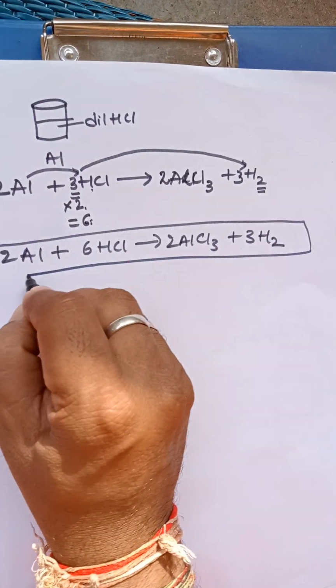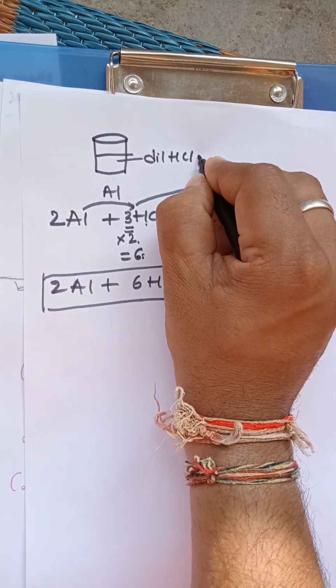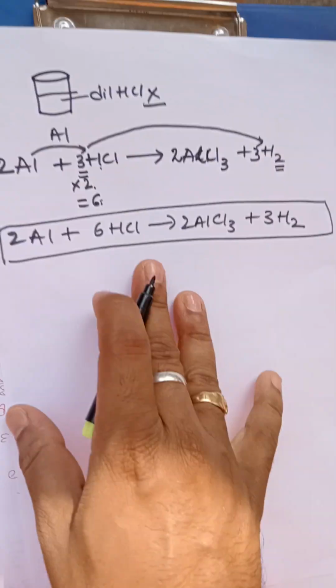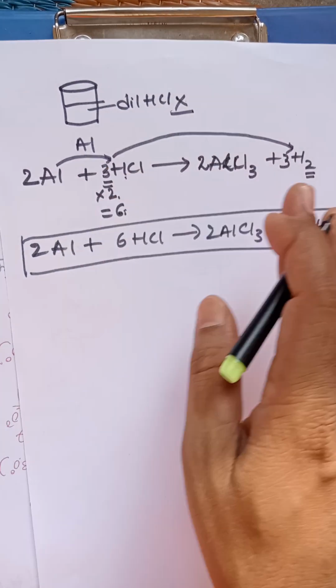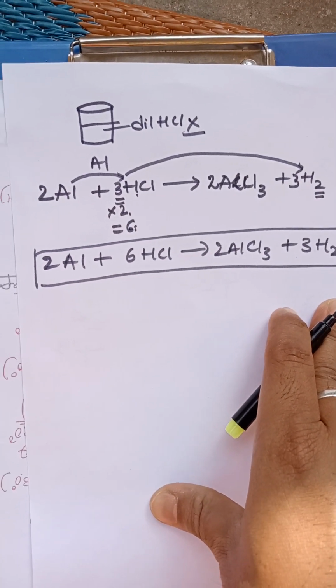So here there is a reaction between aluminium and hydrochloric acid. So storing hydrochloric acid in aluminium container is not recommended. It is not safe to store hydrochloric acid in aluminium. So hydrochloric acid cannot be stored in aluminium container, or it cannot be kept in aluminium container.